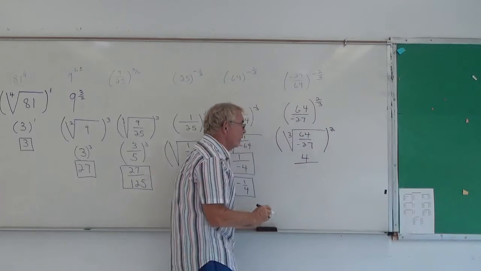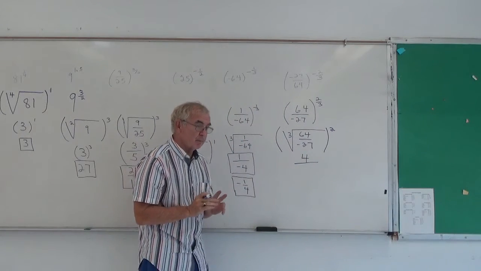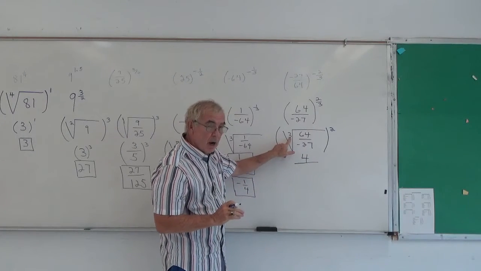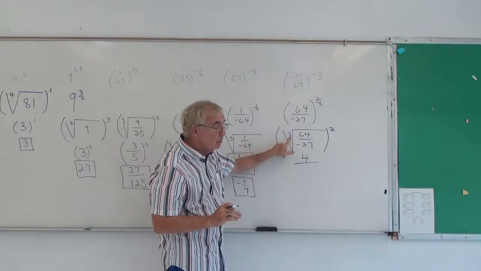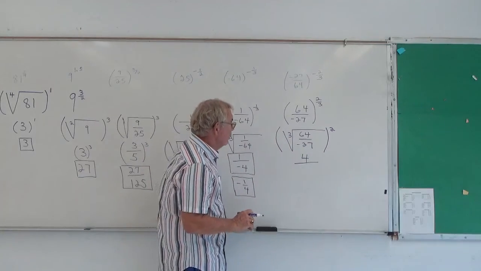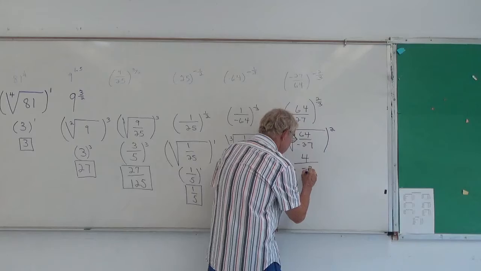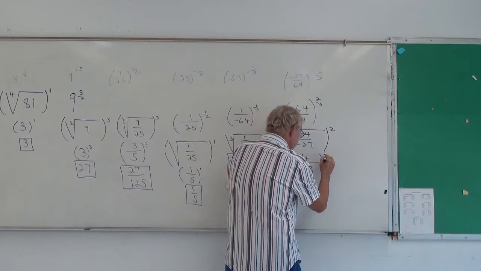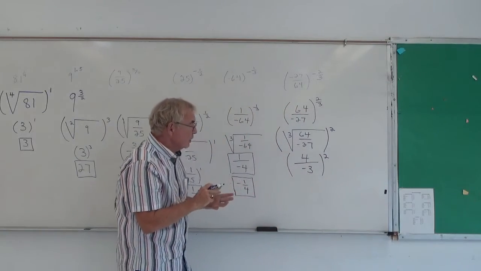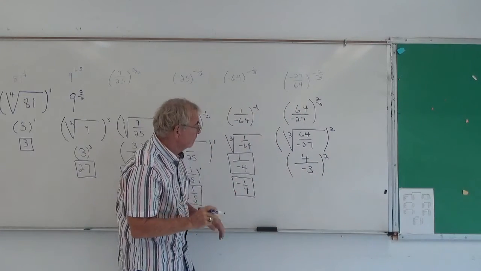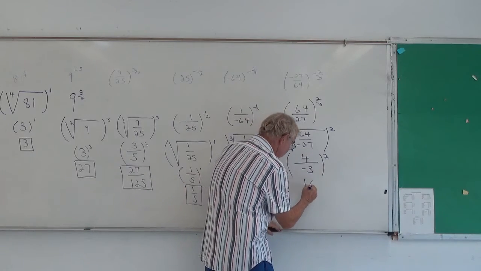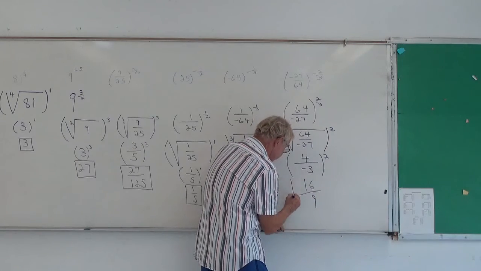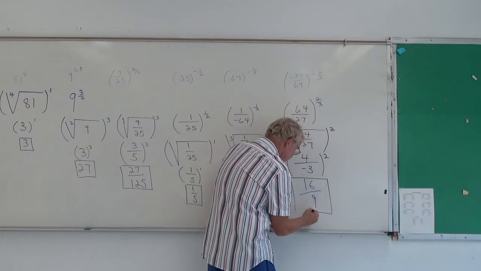What's the cube root of a negative 27? Remember, to take a radical root of a negative number, this has got to be odd, which it is. Okay, the cube root of a negative 27 is a negative 3. And then we square it. What's 4 times 4? 16. What's negative 3 times negative 3? 9. There it is.